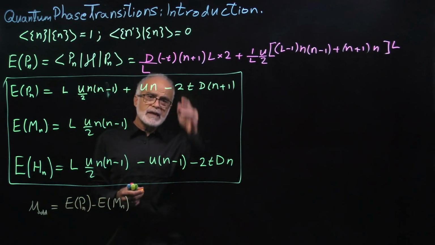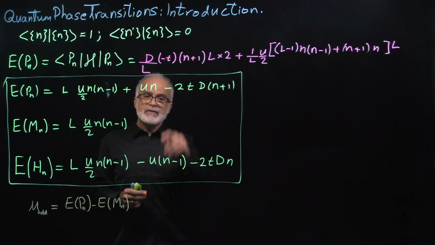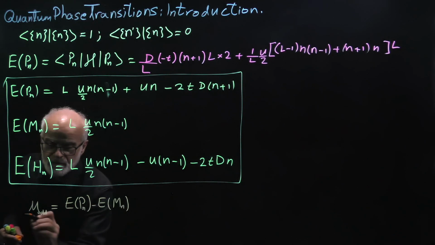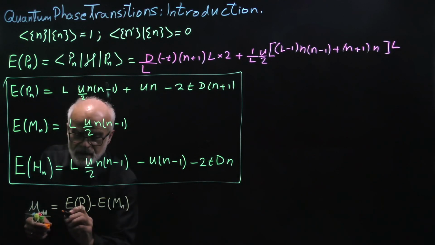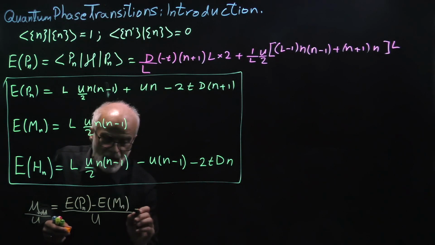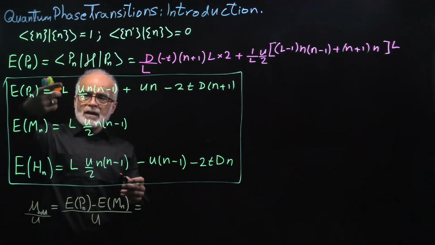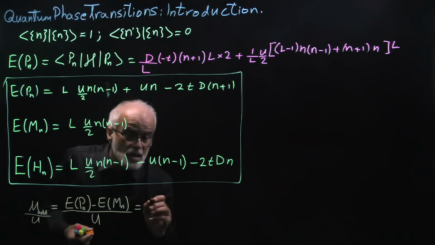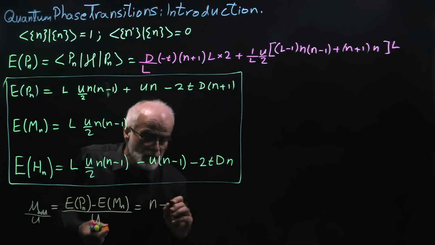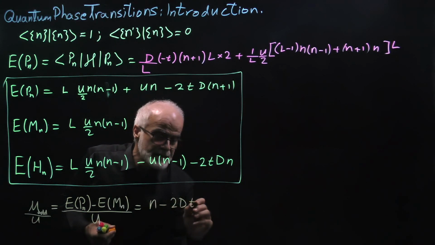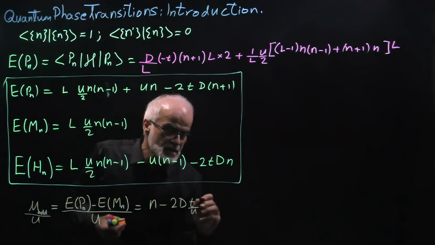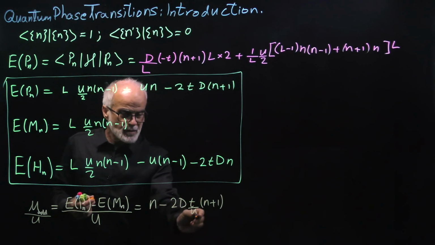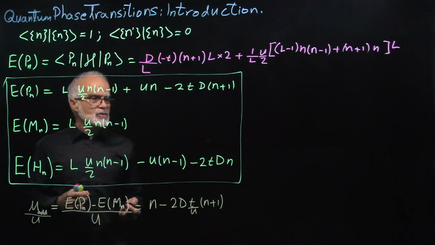Now, if you remember before, when I drew the phase diagram, the vertical axis was the chemical potential normalized by the coupling. So let me divide by U. And then simply subtract this from this. So that gives us N minus 2dt over U times N plus 1. So you see already this is the perturbation parameter we have, T over U, which is supposed to be small.